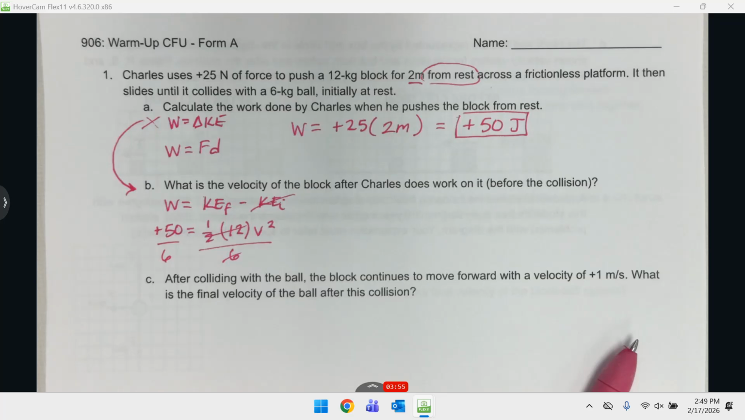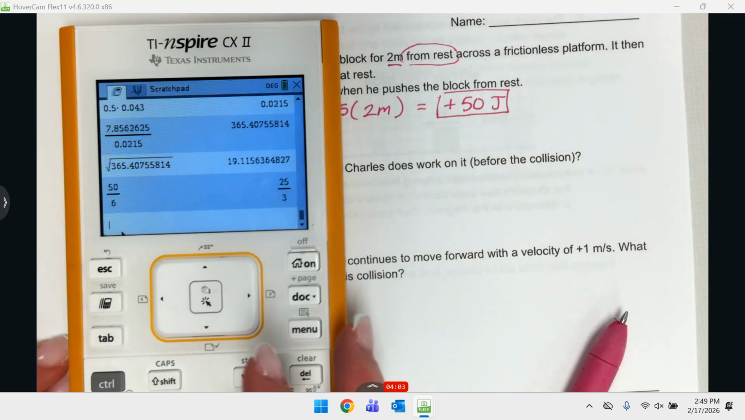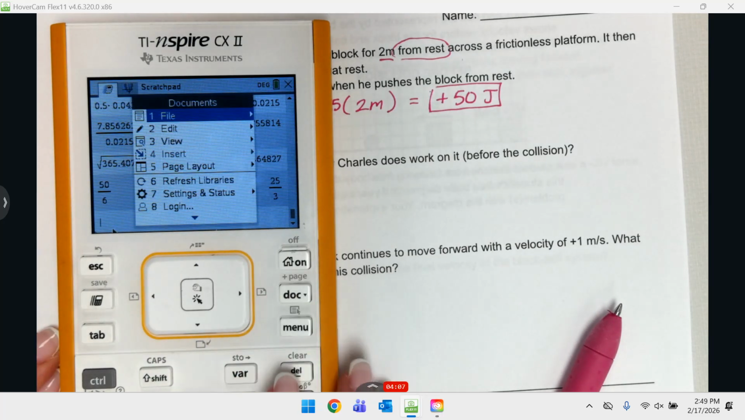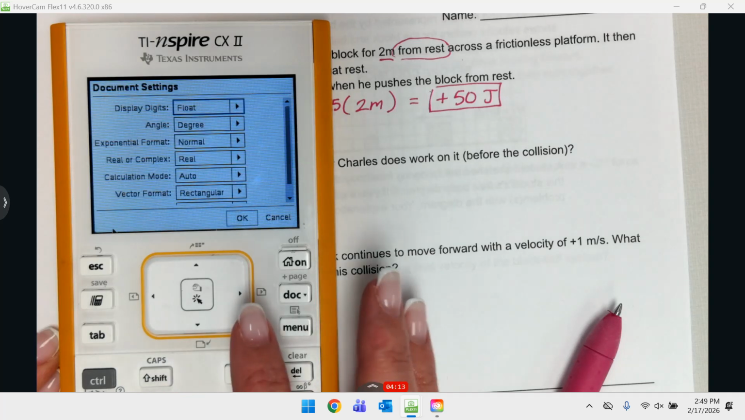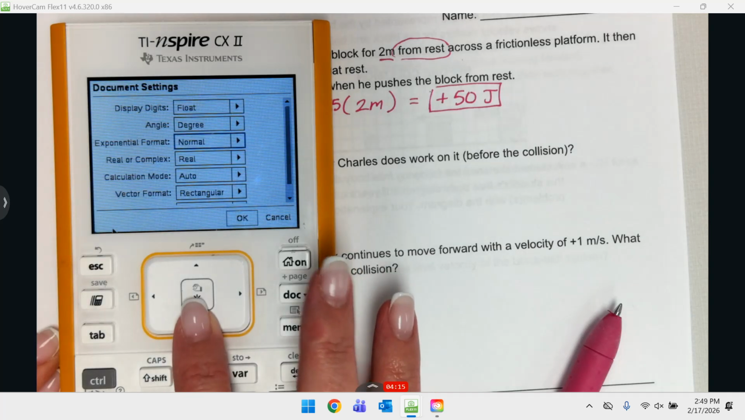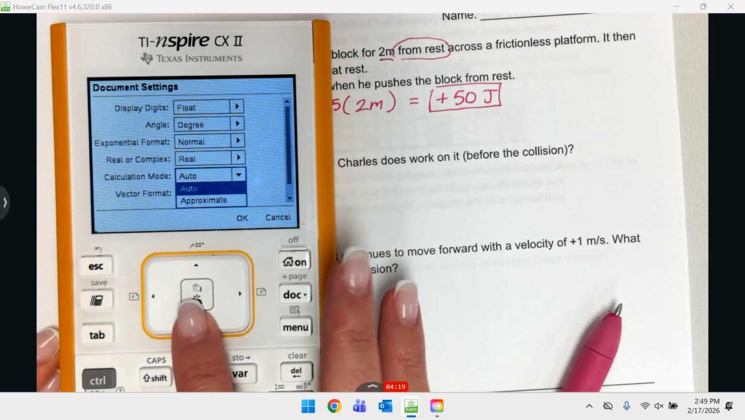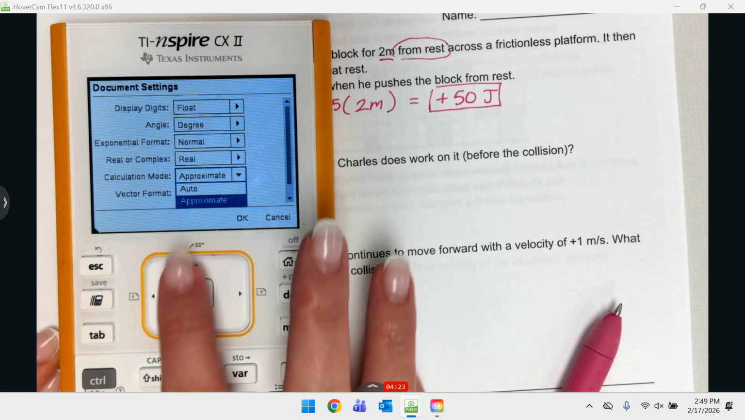It is giving me fractions. All right, by the way, if you don't know how to fix the Inspire when it gives you fractions, you're going to use the dock button right here, and then option 7, settings and status, option 2, document settings, and then the issue you're having is down here where it says calculation mode. You have to change it from auto to approximate. So if it's doing that to you, that is how you go about fixing it.